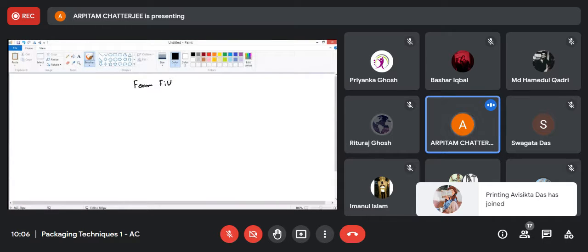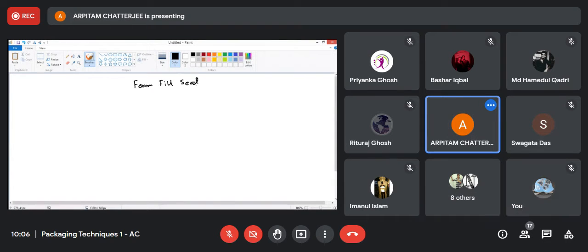fill, and seal. In short, it is commonly called FFS. Now, this FFS is one of the most dominant packaging processes as far as flexible packaging is considered. Most of the packages that you see in the form of pouch, sachet, are made using this FFS. From the name itself, you can understand the process because it has three parts.